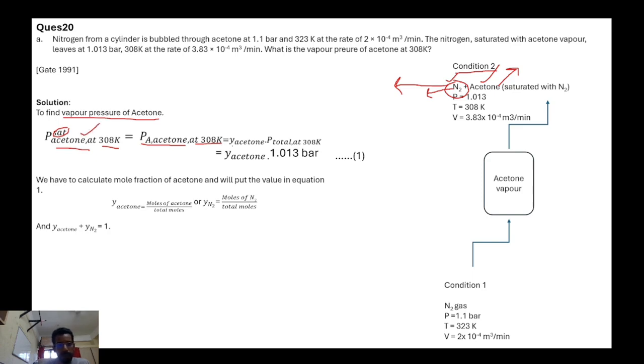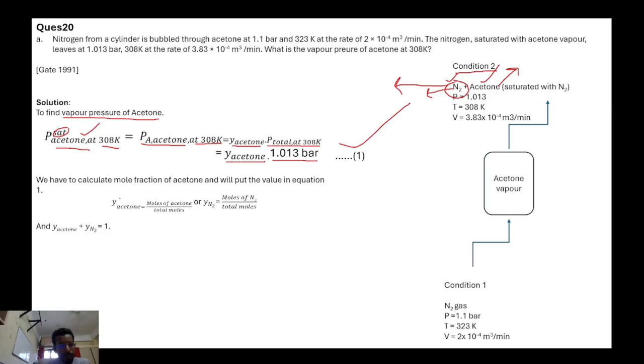So the partial pressure is equal to the mole fraction of acetone times the total pressure at 308 Kelvin, that is 1.013 bar. We have already put the value, but we have to find the mole fraction of acetone. We have to calculate the mole fraction of acetone. Then we will put the value in equation 1.